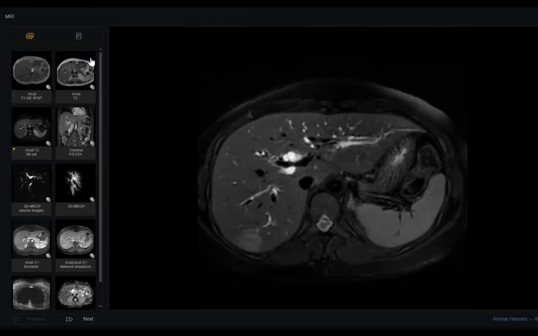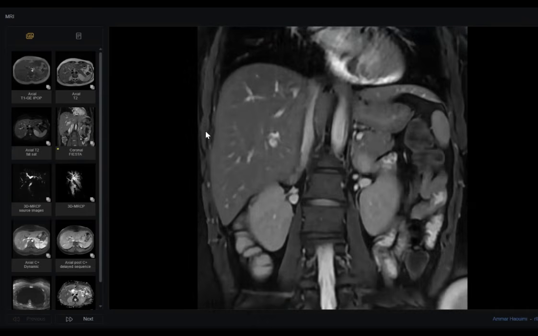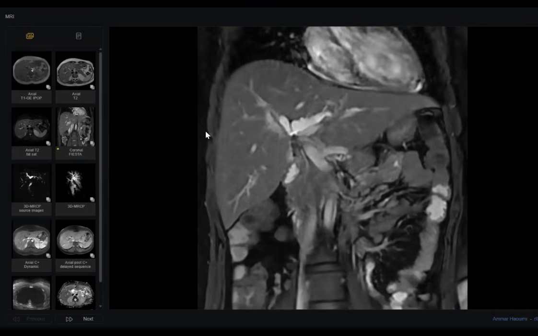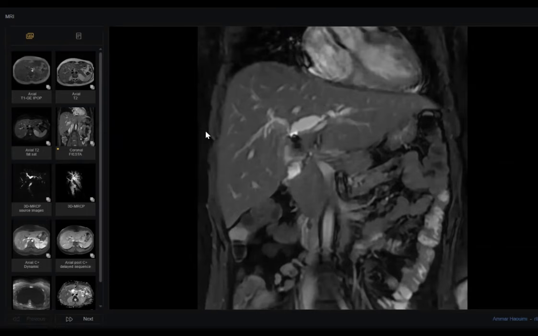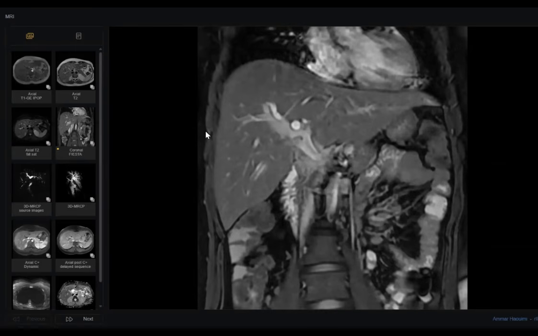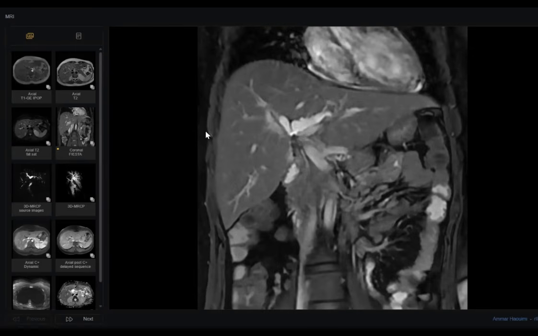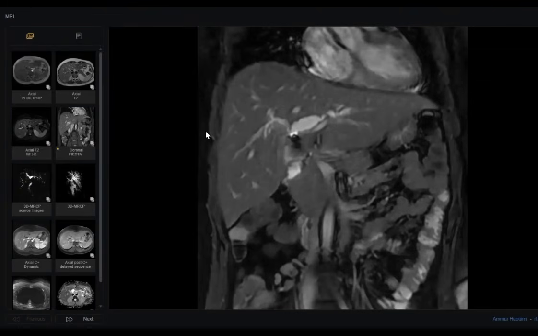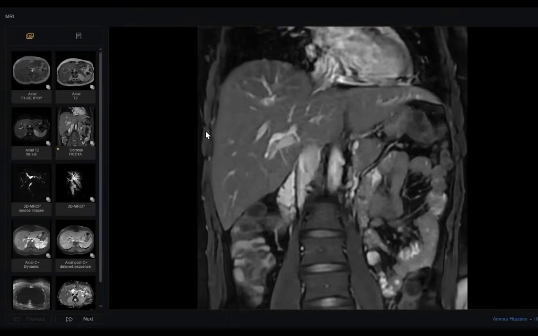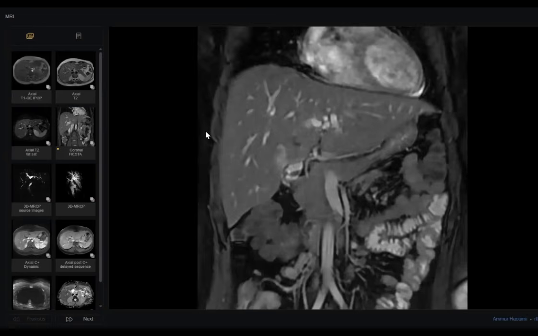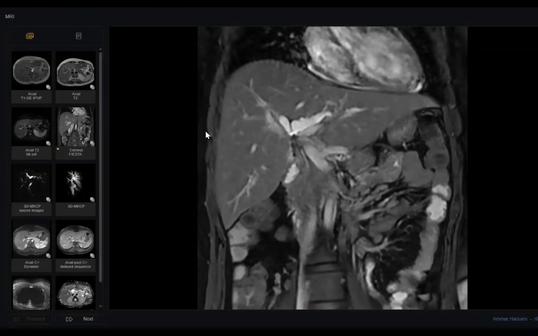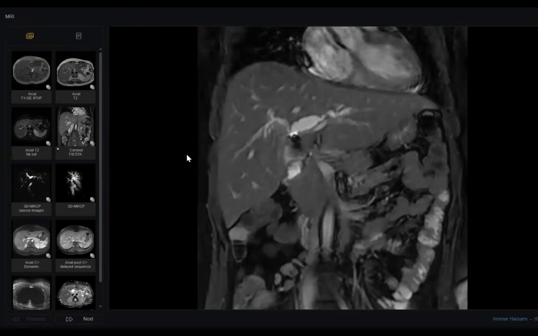Confluence is seen. I'm just trying to see the common bile duct. There is dilatation of intrahepatic biliary radicals. Okay, the common bile duct. I'm looking at the common bile duct. I think there are some filling defects noted in this region, could be artifactual.